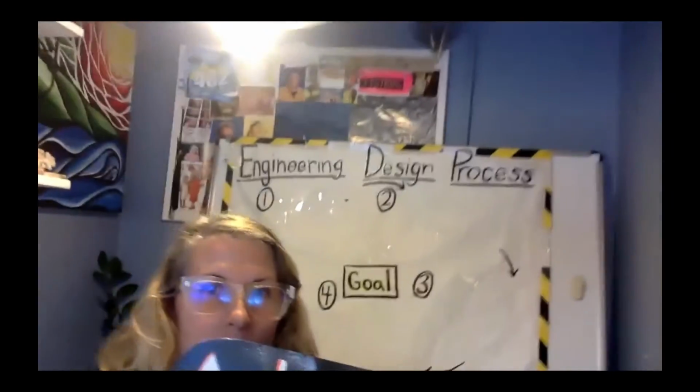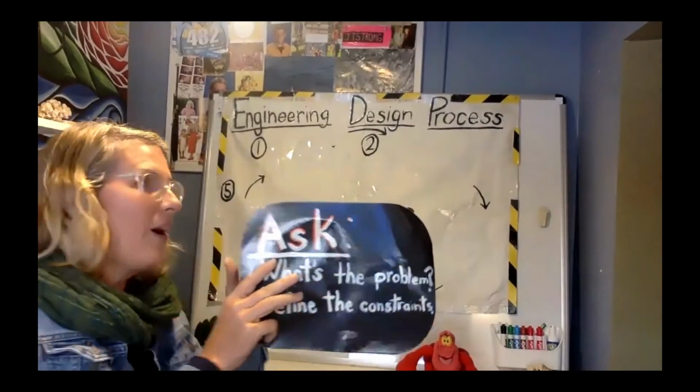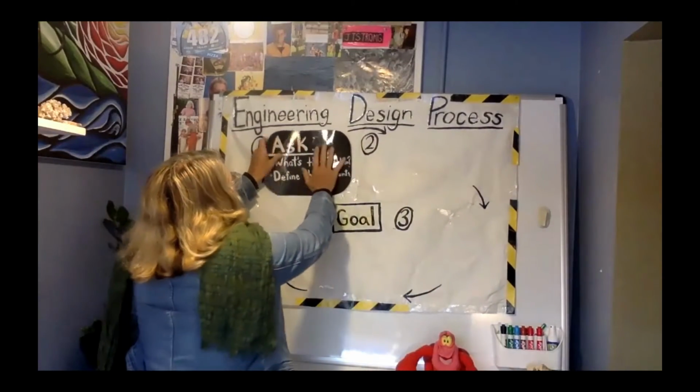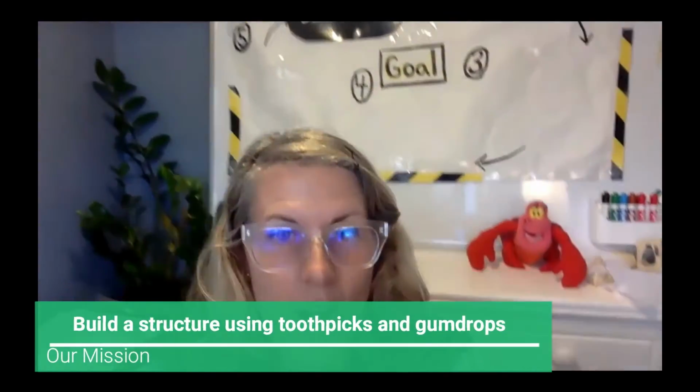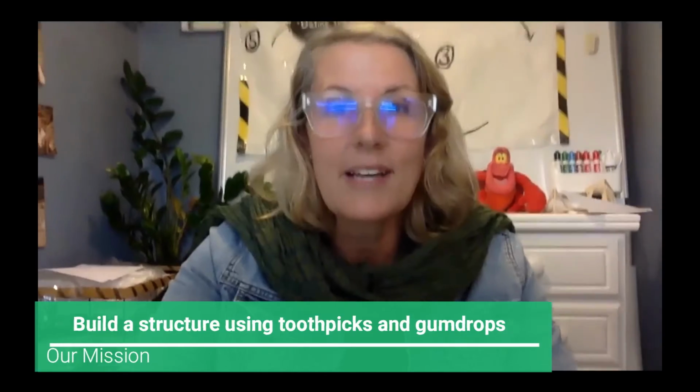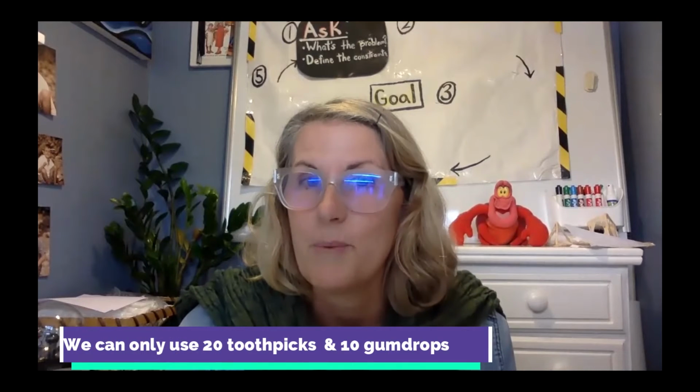So again, I'm going to stand up and take you with me right over here. I'm going to put this right here on number 1. This is the first thing. We're asking the question. What is your goal? Your goal is to build a tower out of toothpicks and gumdrops. And you only have a limited amount of gumdrops and toothpicks. You'll be allowed to use 20 toothpicks and 10 gumdrops. Those will be your constraints.